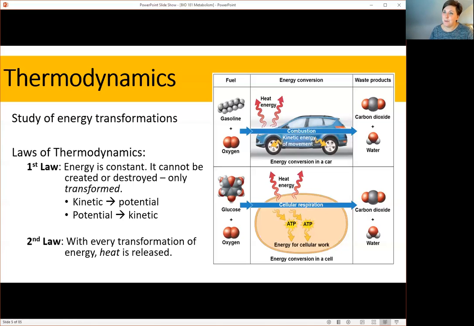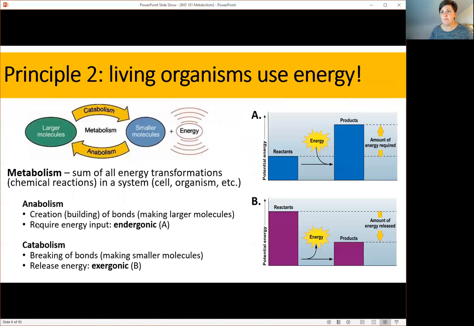These two laws are important to remember because when we discuss metabolism, or how cellular reactions take place, we need to understand that we are discussing the transformation of energy, not its creation. As I mentioned, metabolism is the sum of all energy transformations in a cell, the transformation from kinetic energy to potential energy and vice versa. First, recall that kinetic energy is basically free electrons, while potential energy is the storage of these electrons in chemical bonds.